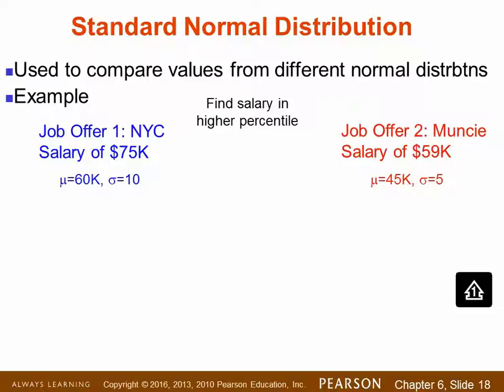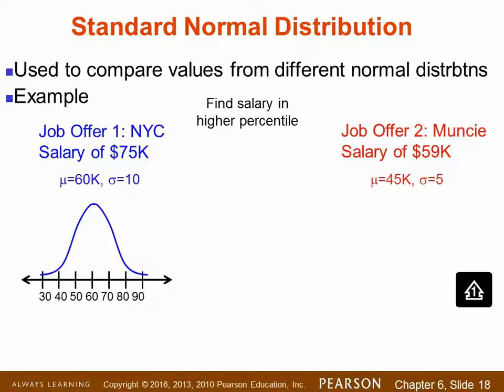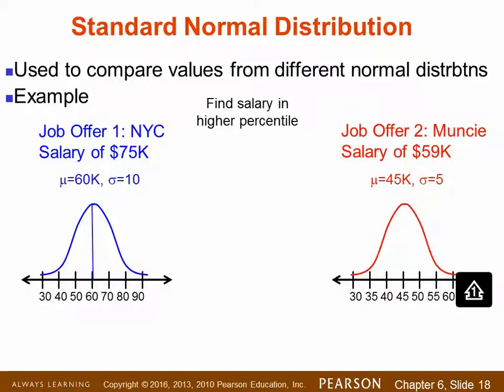Let's go ahead and sketch this out, okay? So this looks like this. Okay. My mean's at 60. I'm going to step out in units of 10. And Muncie looks like this. Okay.